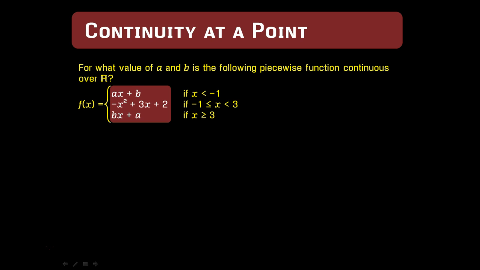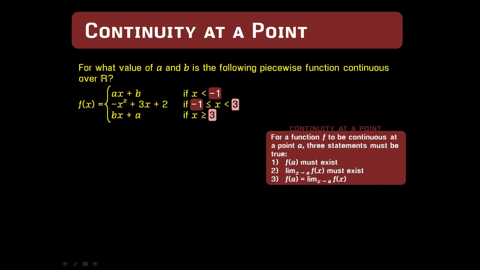The only places where this function might not be continuous is at the seams of the piecewise function, at x equals -1 and x equals 3. To prove continuity over all reals, we'll concentrate on continuity at those 2 points. The theorem I mentioned earlier takes care of everything else. The sticking point of the definition of continuity at a point is requirement number 2, since each piece of the function creates its own one-sided limit.